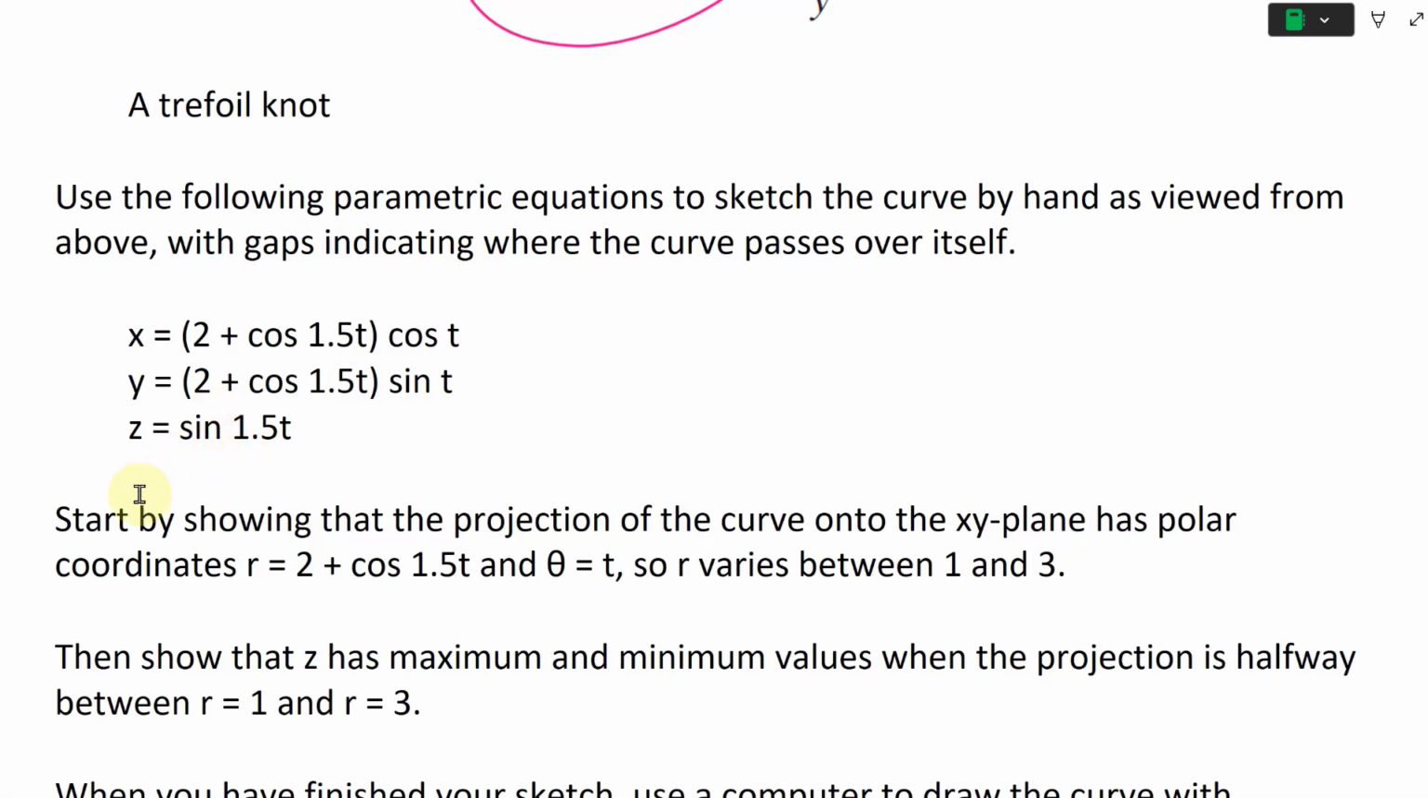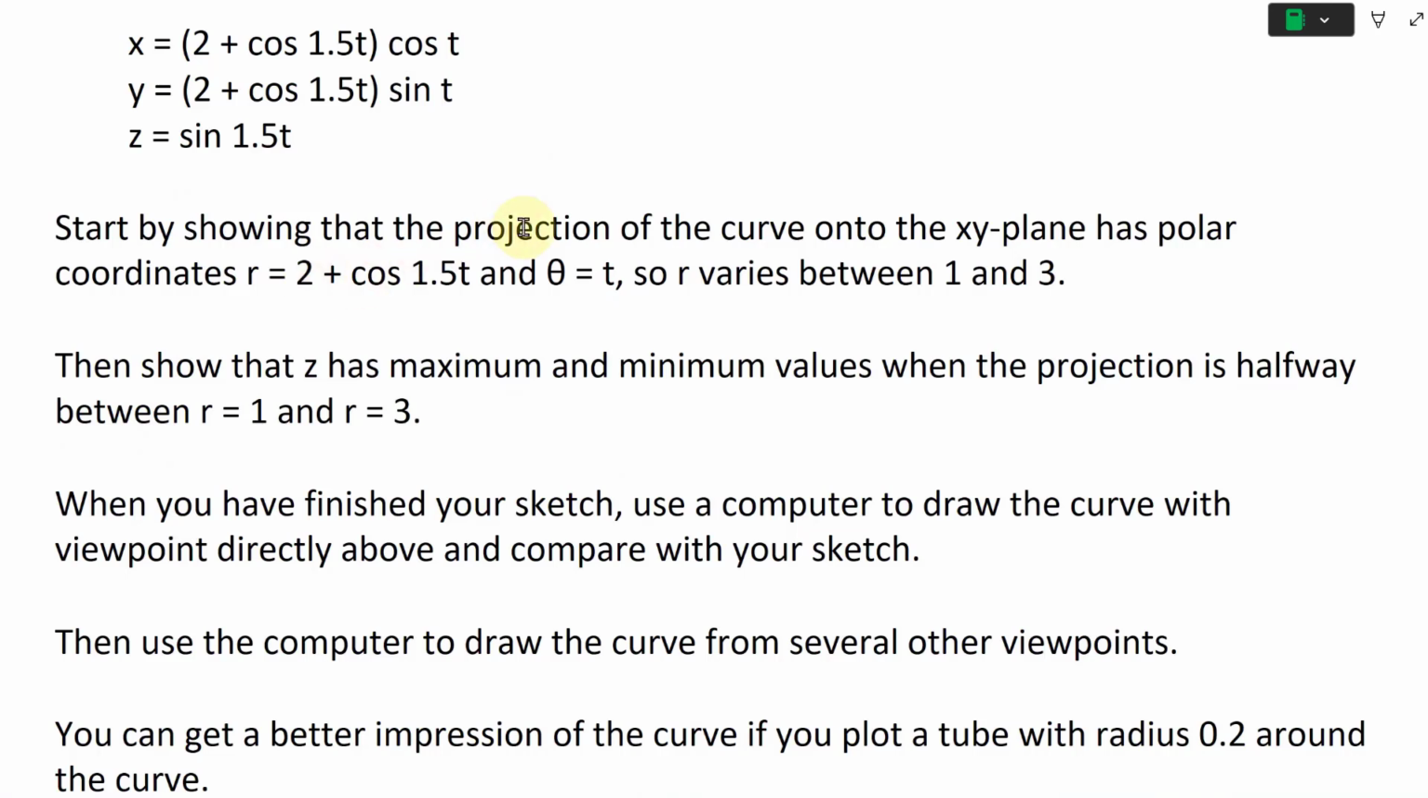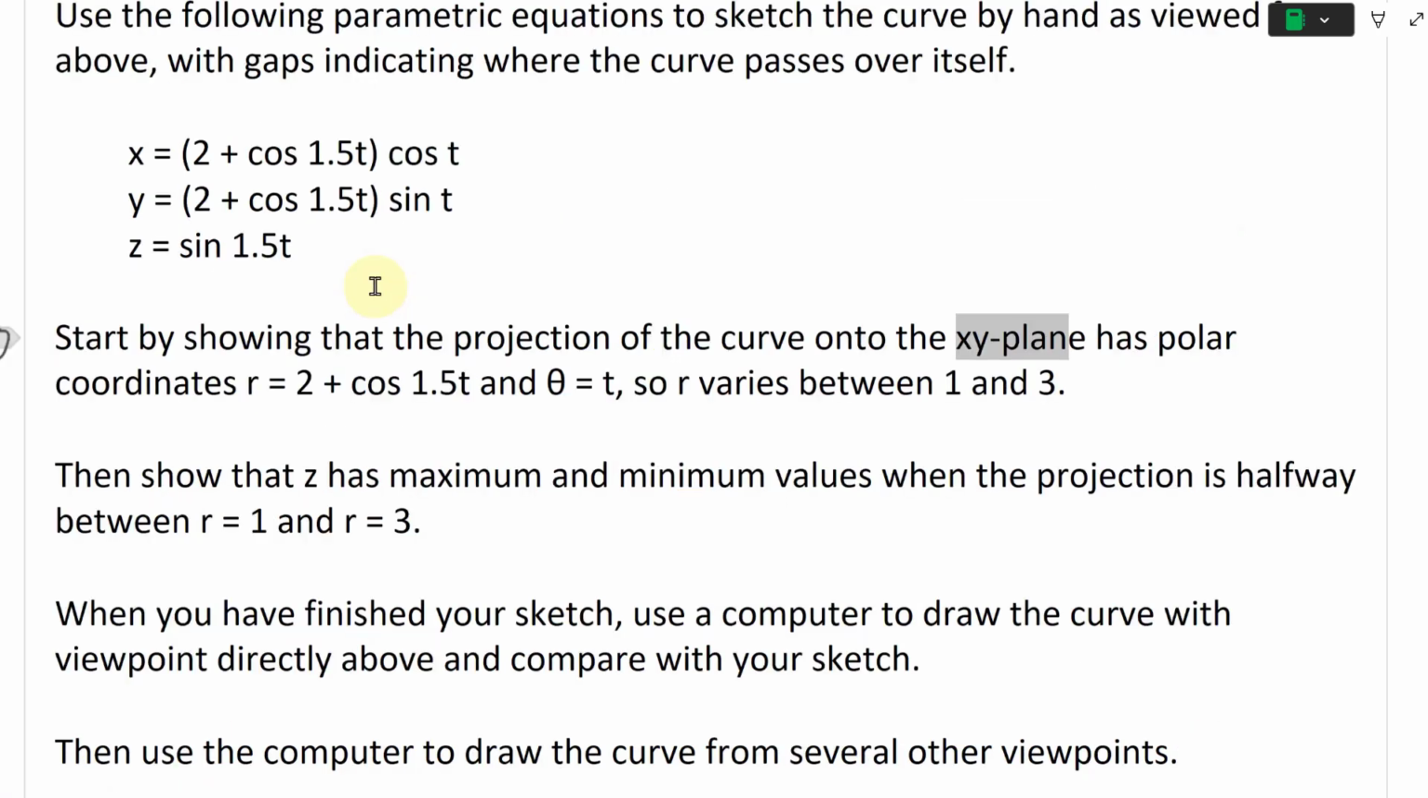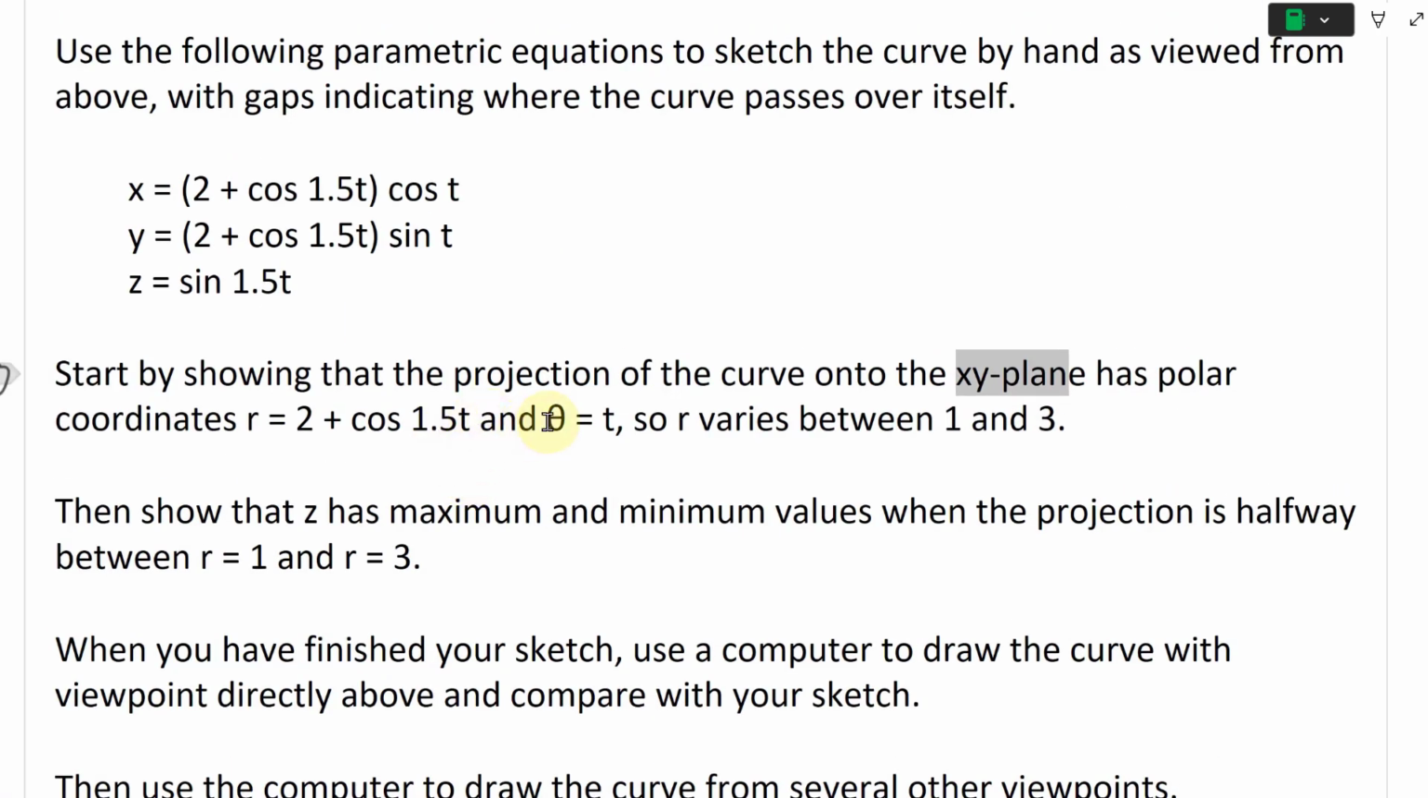And we're asked to do this. Start by showing that the projection of the curve onto the xy plane, so basically the vertical projection straight down to the horizontal, has polar coordinates r equals 2 plus cosine 1.5t, and theta is equal to t. So yes, this is polar coordinates.